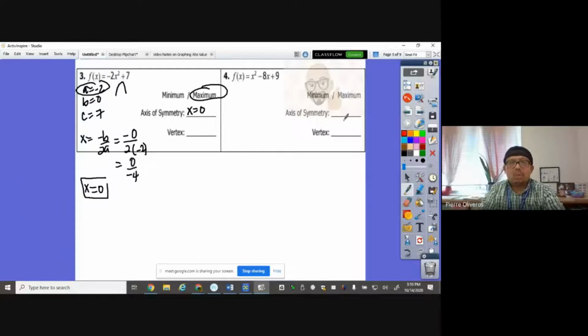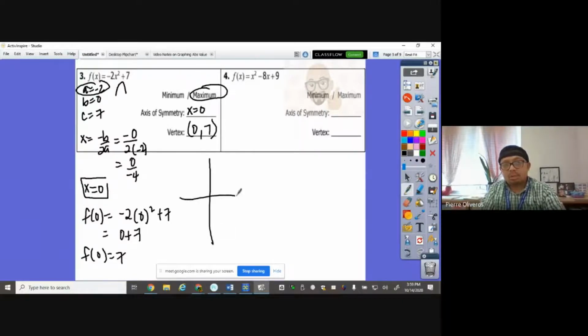We plug the 0 back in to get the value of the y-coordinate of the vertex. So it will be f of 0, negative 2 times 0 squared plus 7. You square first, 0 squared is 0, times negative 2 is still 0. 0 plus 7 is going to be 7. So f of 0 equals 7. Therefore, the vertex now is (0, 7).